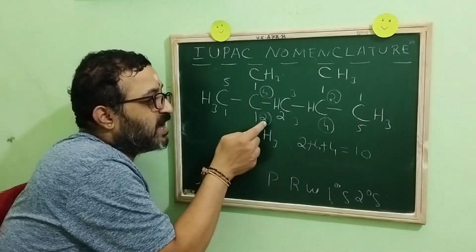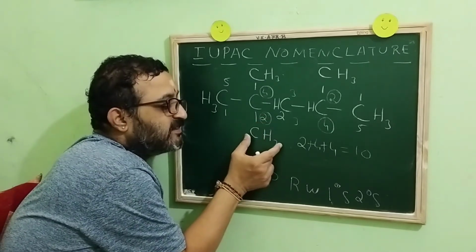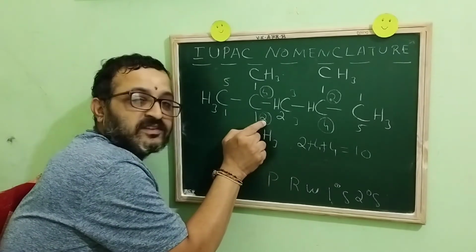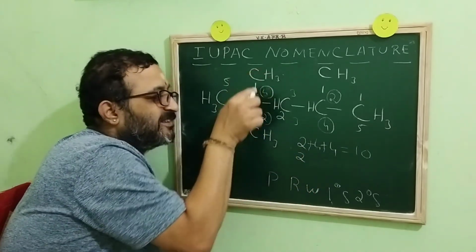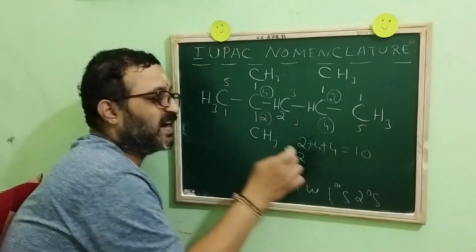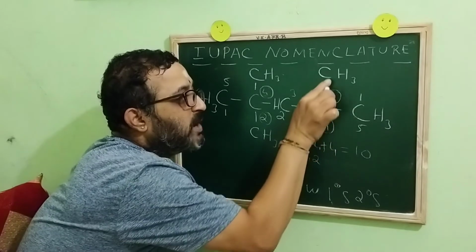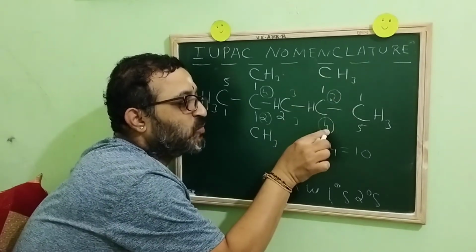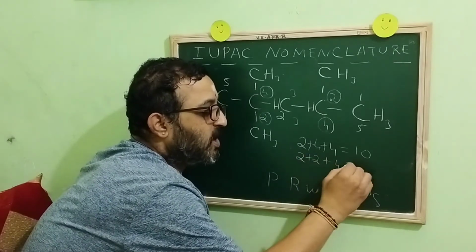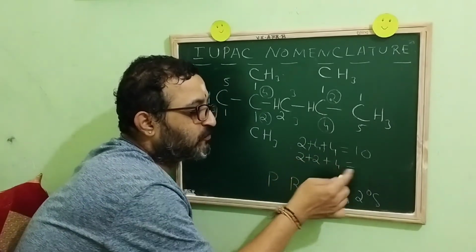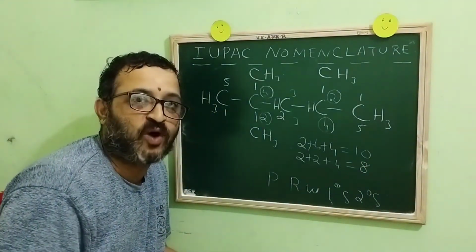To which and all carbons the substituents are attached? Yes, it is attached to second one. That is, this substituent is attached to second carbon. I will write 2. Hey, what about this substituent, boss? Sir, this is also attached to what? Second carbon. Okay, again I will write what? 2. Okay, then what about this substituent? Sir, it is attached to what? Fourth carbon. Okay, fourth one. Now, 2 plus 2 plus 4 is equal to what? 8.